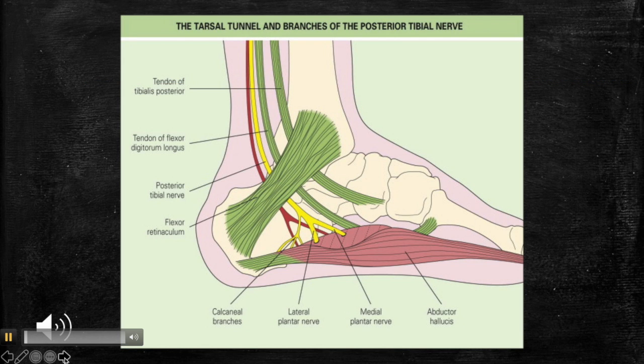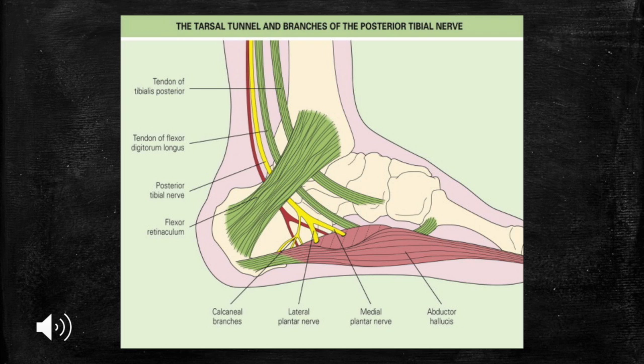The tarsal tunnel can be broken up into anterior and posterior portions. The anterior tarsal tunnel is located anterior to the talotibial and talonavicular joints, which is where the deep fibular nerve and dorsalis pedis artery pass beneath the inferior extensor retinaculum of the ankle.